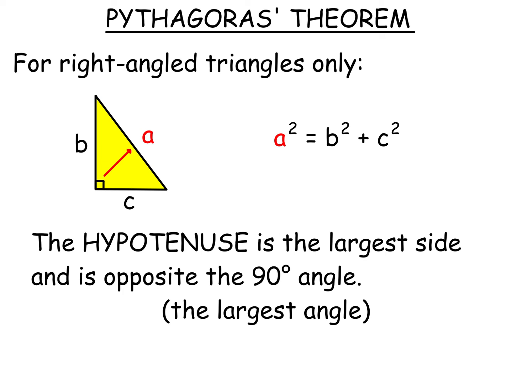Pythagoras' theorem involves right-angled triangles. If we have a right-angled triangle with sides A, B and C, where A is the hypotenuse, the side opposite the right angle, which is the biggest side, we memorise Pythagoras' theorem as A squared equals B squared plus C squared.